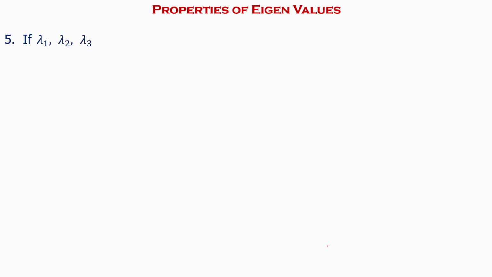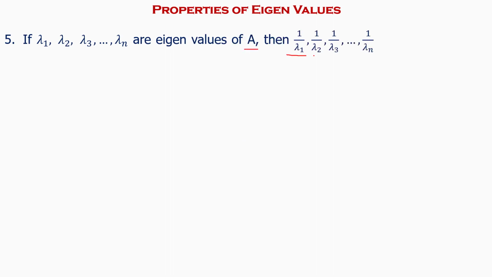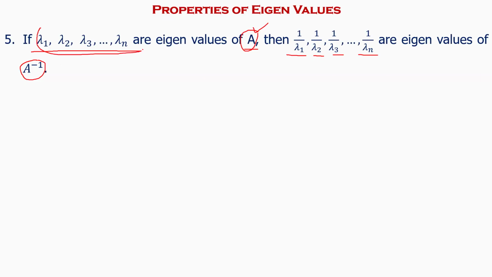Property number 5: if lambda 1, lambda 2, lambda 3 up to lambda n are eigenvalues of the matrix A, then 1 upon lambda 1, 1 upon lambda 2, 1 upon lambda 3 up to 1 upon lambda n are eigenvalues of A inverse. Now, if we are given a matrix A and its eigenvalues, and we have its inverse matrix, then we can say what the eigenvalues of the inverse are. We just have to take the inverse of each eigenvalue.